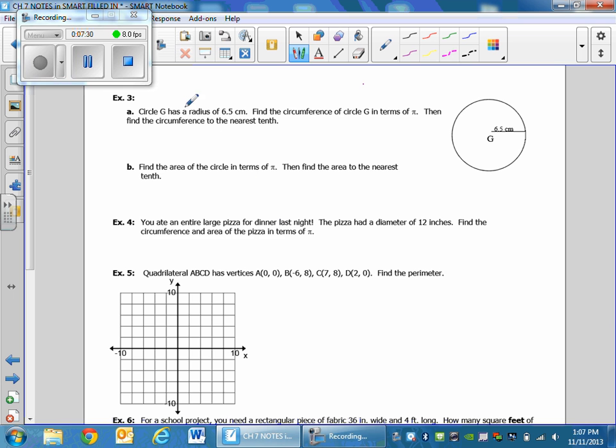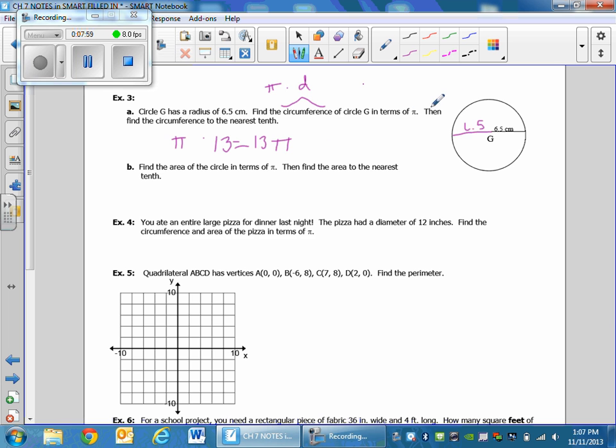So I have 6.5, and I want circumference. Circumference is pi times diameter. I don't have a diameter, I have a radius, but I could find the diameter. 6.5 plus 6.5. So we'll have pi times the diameter. 6.5 plus 6.5 is 13. And it said leave it in terms of pi. So we could write the first answer as 13 pi.